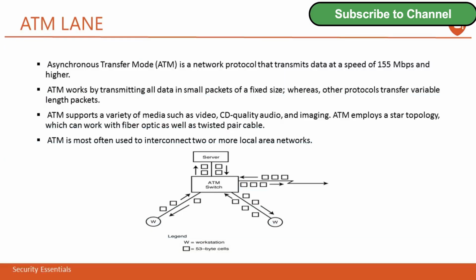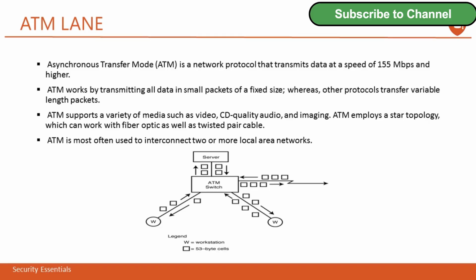Next is ATM LANE, Asynchronous Transfer Mode. ATM is a network protocol that transmits data at a speed of 155 megabits per second and higher. ATM works by transmitting all data in small packets of a fixed size, whereas other protocols have variable length packets. In other protocols, we use different sizes of packets to communicate, but in ATM, we use a single length size for each packet.